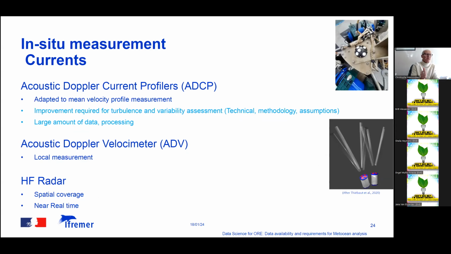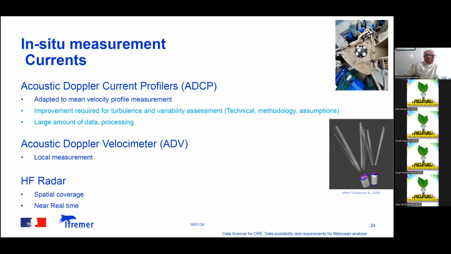For the current, as I said, we can use acoustic Doppler current profilers, which will provide information on the current velocity all along the water column. So it's well adapted to mean velocity profile measurements, but when we look at high resolution and high frequency turbulence and variability assessment, there is still some improvement requested, both at the technical level, but also on the methodology and the validation of the assumptions that are used for the processing of the information. Once again, this provides large amounts of data.